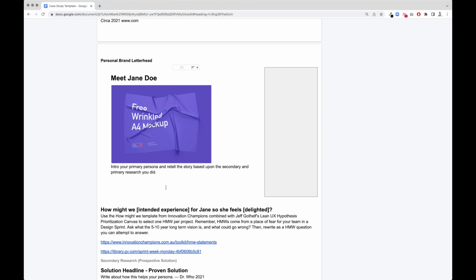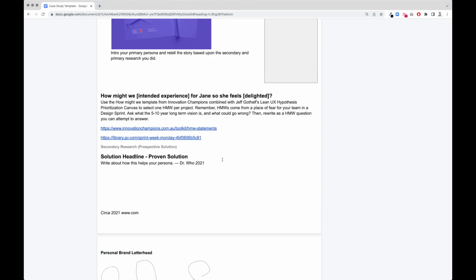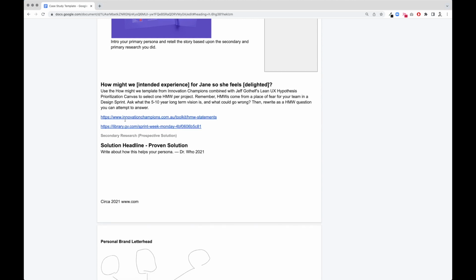We needed a persona to define the problem. Personas have problems in them, not unicorns and rainbows. Here I have a research question that's framed as a how might we, this intended experience for Jane. So we're doing it for her, like jobs to be done. She's hiring us to do the job for her. So she feels delighted. I'm using Kano's model here for that. And so here is the template to Innovation Champions and the sprint where how might we is also referenced.